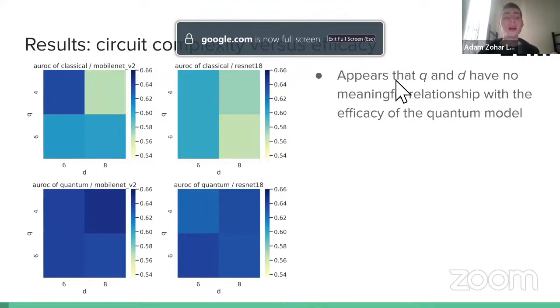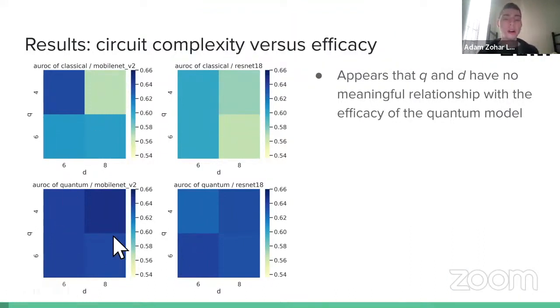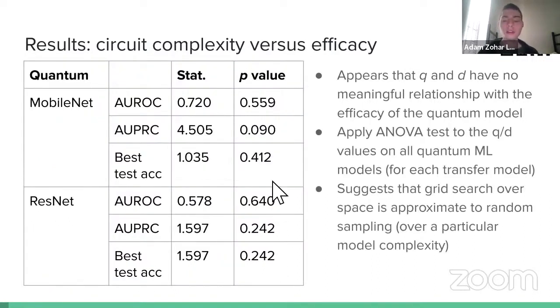First, we're going to split up these models by broad categories of architecture, and then look at the Q and D, the number of qubits and the depth, to see if they actually have an impact on the quality of the model. Just looking at these graphs, you can see that there doesn't appear to be a meaningful relationship. If we do a statistical test, you can see that none of the p-values here reach significance level, which indicates that there isn't a meaningful relationship between the depth and width of the circuit and the efficacy of the model.